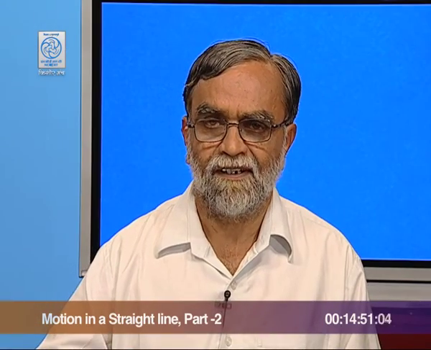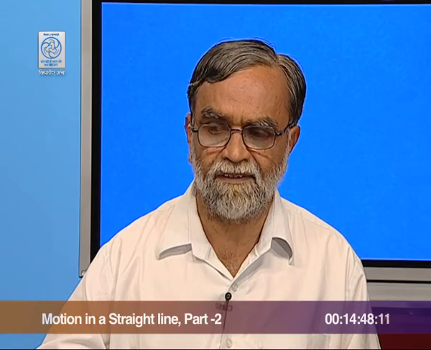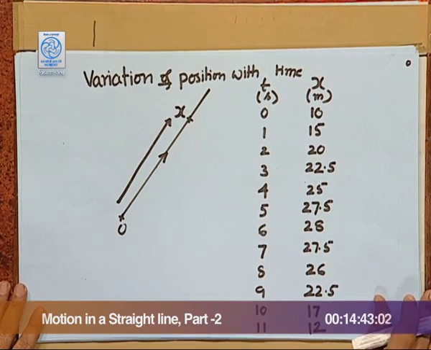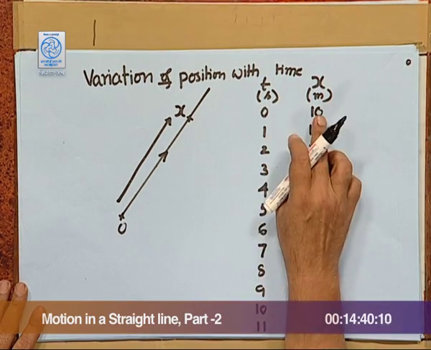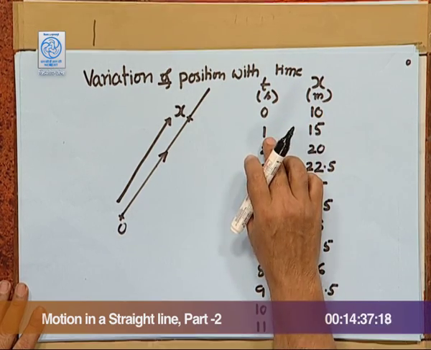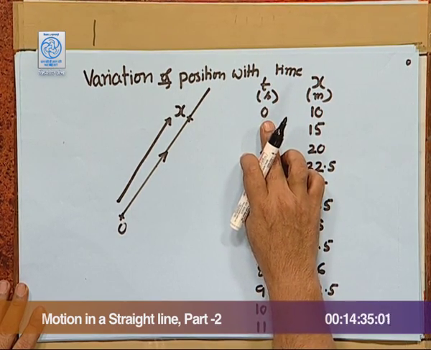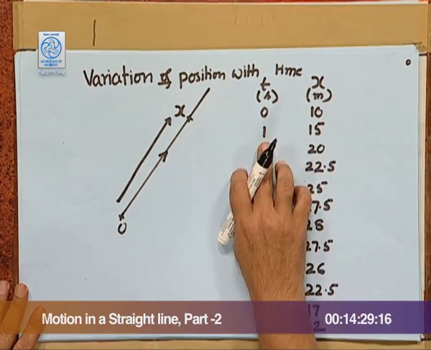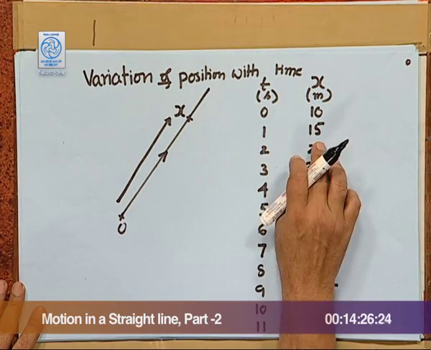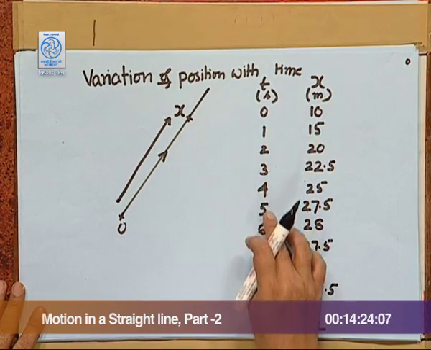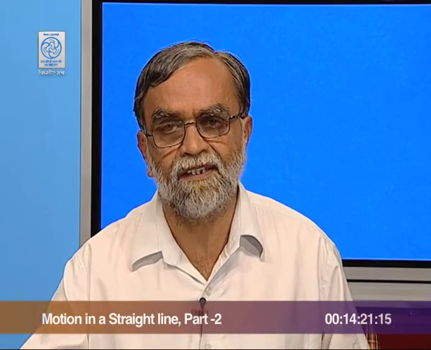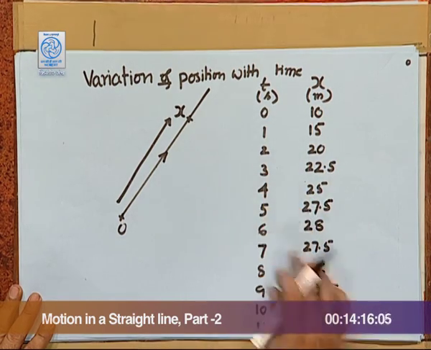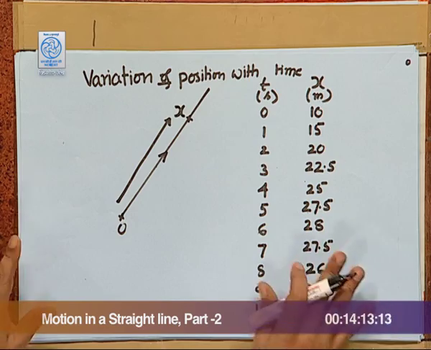Consider, for example, a situation like this, which I am going to present. This is variation of position with time. t is given in seconds, x is given in meters. Say, for example, at t equal to 0, it is at position 10 meters from the origin. At t equal to 1 second, it is at a position of 15 meters. Like this it goes on. Now, if you look at this data, x is continually changing with respect to time. Let us analyze this motion.